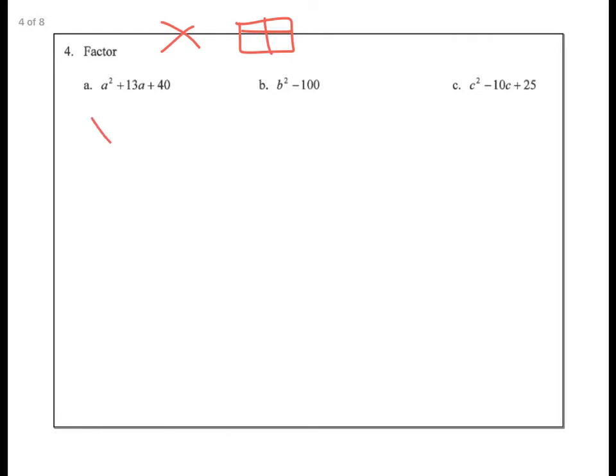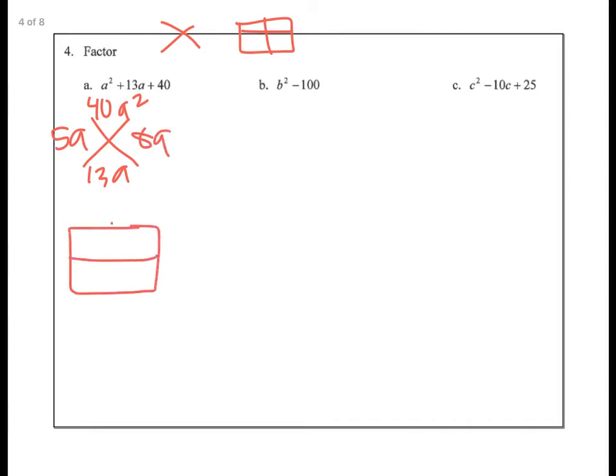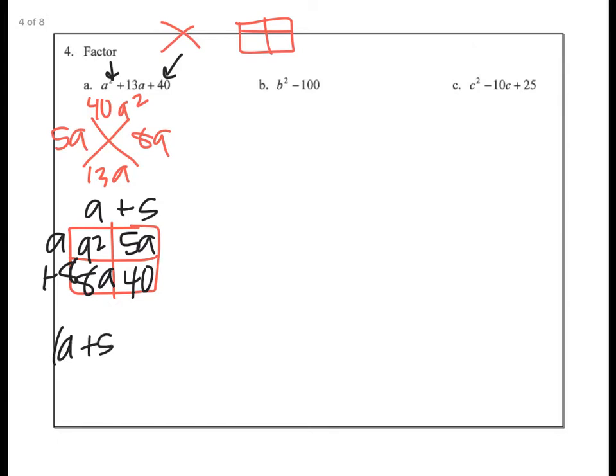So if I'm going to set up my diamond here, I know I'm looking for something that multiplies to give me 40a squared, but adds to give me 13a. Well, that would be 5a and 8a. I then use that to fill in my box. So I have my a squared here, my 40 here, which came from my original trinomial. And then I fill the rest in with the 5a and the 8a. And then I work that backwards. So I would get a times a for my a squared, and then this has to be a plus 5, and that's a plus 8. So my binomials are a plus 5 times a plus 8.